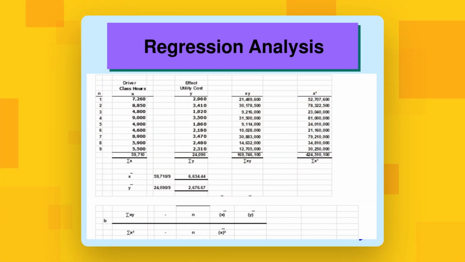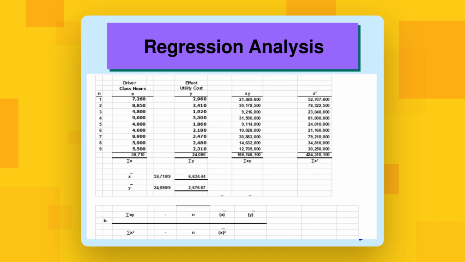Alright, again. So, another example is this one. So, driver, class R's effect, alright, is Y, and then XY, and we have also here your X squared. Alright. So, in terms of this one, so 1, 2, 3, 4, 5, 6, 7, 8, 9, that would be your X driving R's. That would be your summation of X. Y. Effect also of this utility cost, 2960 until 2310, you have 9N. So, summation of Y is at 24,090.